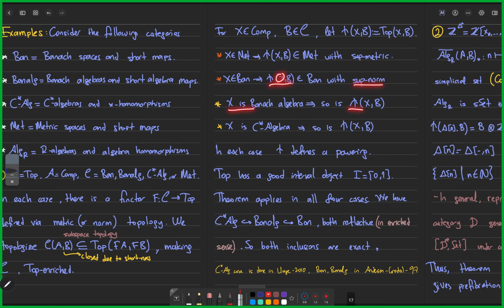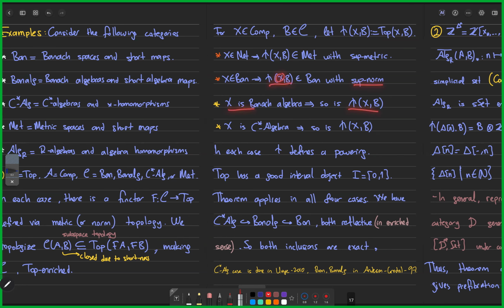And if B is a Banach algebra, this has a Banach algebra structure. The algebra structure gives the unit. And if B is a C-star algebra, then this also has a star operation. The involution is induced by the involution of B. In each case, it defines a powering because it follows from C(A,B) being a closed subspace and Top being Cartesian closed. And topological spaces has an interval object, the usual interval object [0,1]. If it has an interval object, it satisfies the condition star. So the theorem applies in all four cases.